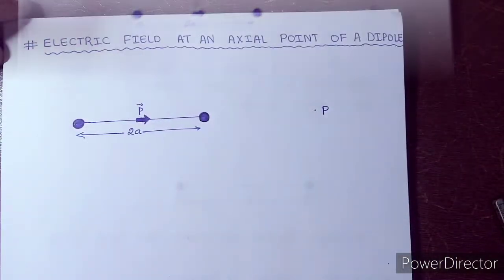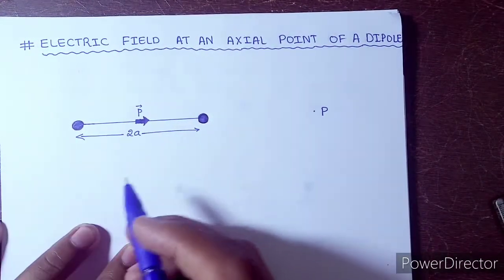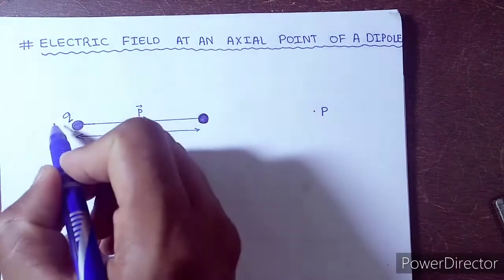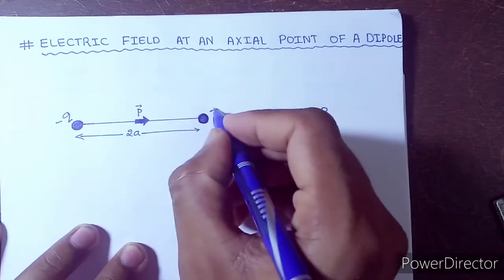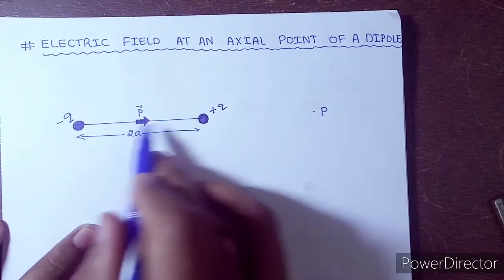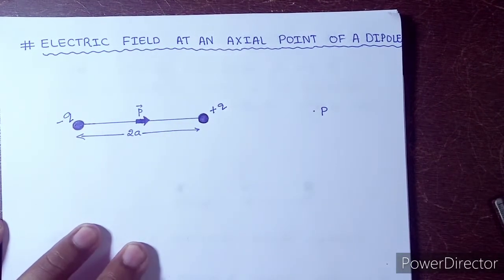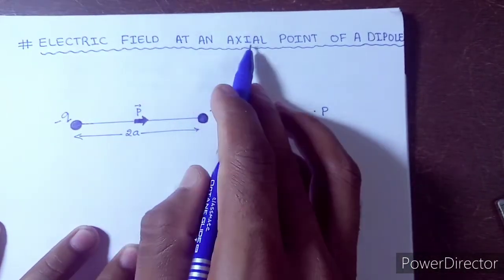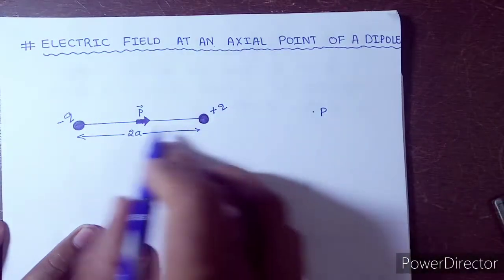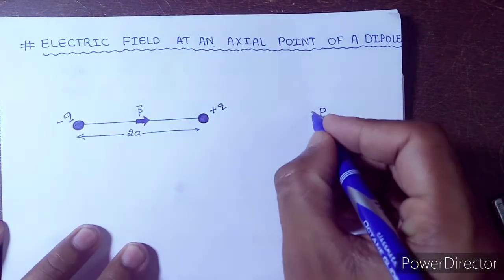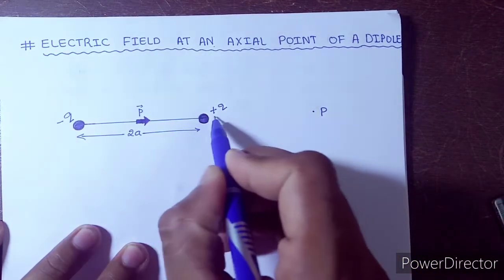Okay, so next concept is that. So here we have a dipole. Two charges are separated by 2a. So one charge is here. Let's consider this one is negative charge and this one is positive charge. If it is so, obviously dipole moment will be directed from minus q to plus q. Okay, so we need to find out the electric field at an axial point. That means the point on the axis of this electric dipole. So I am considering that point here, along its axis.